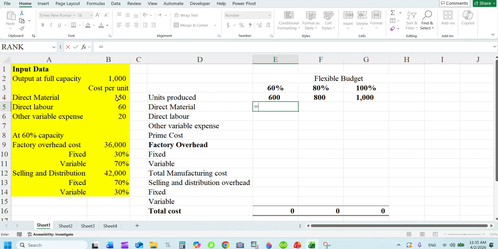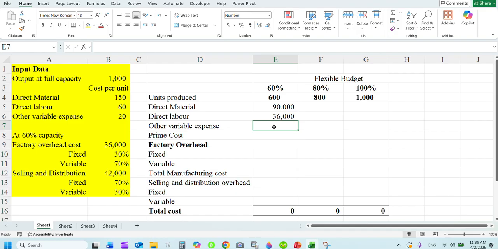Per unit is 150, per unit cost is 150. I make it fixed by pressing F4. So for 600 units, it will be this much. As far as direct labor is concerned, per unit cost is 660. I'll put it at 4. And we are producing this many units.